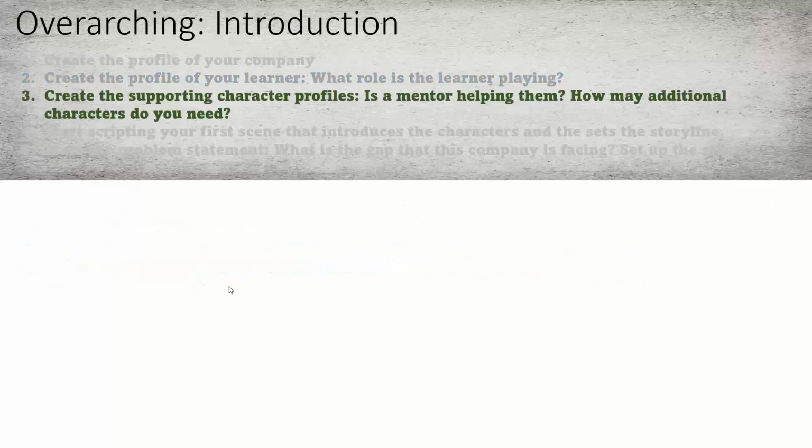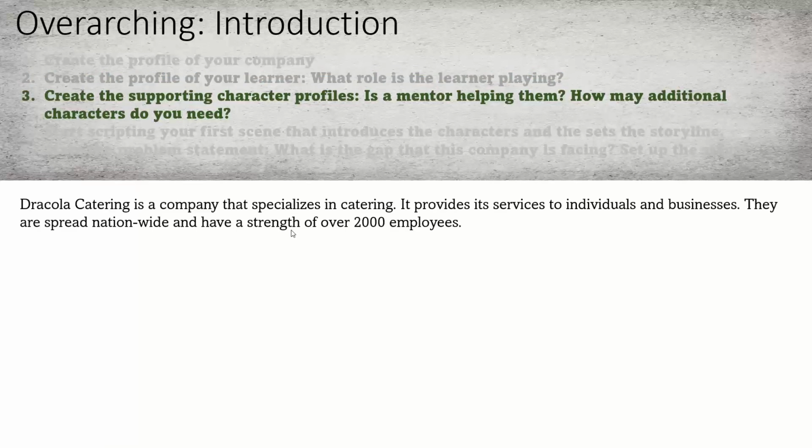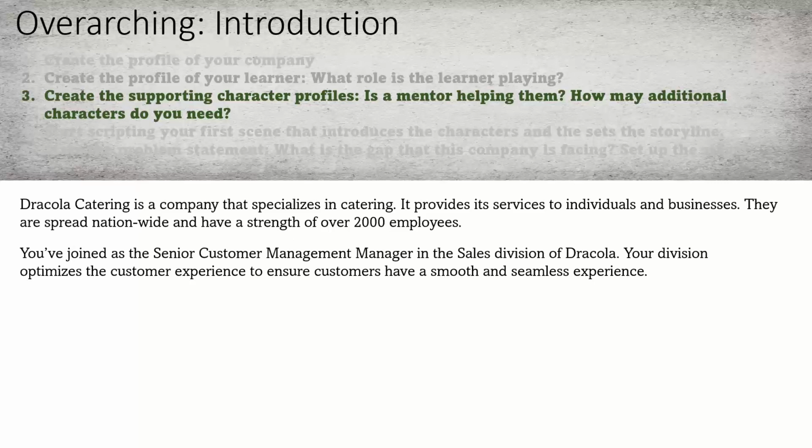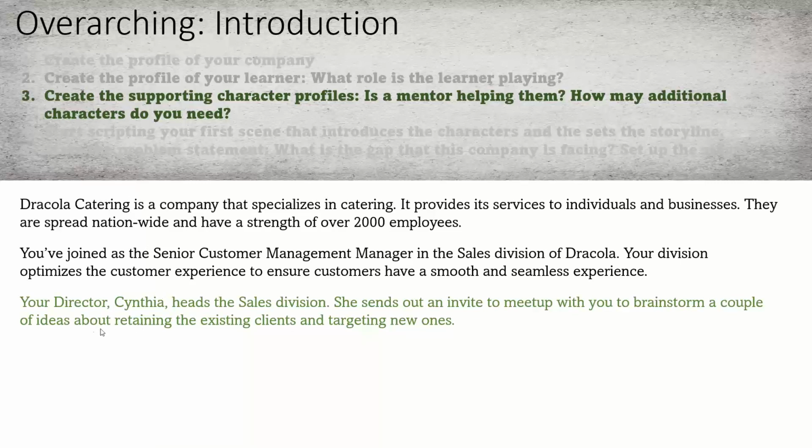So that's the profile. The third is to create the supporting character profiles. Is there a mentor helping them, or other additional characters? We've identified the customer profile and what the learner does. Now, your director, Cynthia, any name, heads the sales division. She sends out an invite to meet up with you to brainstorm a couple of ideas about retaining the existing clients and targeting new ones.